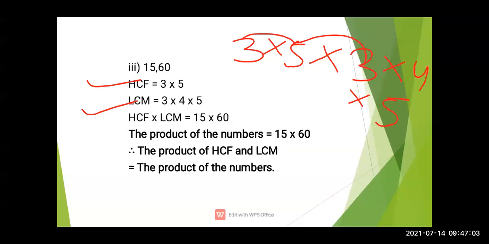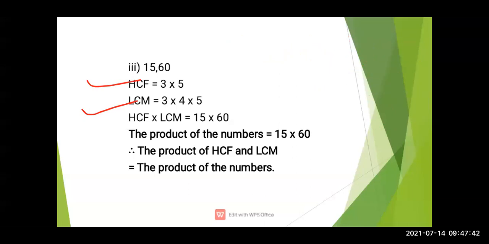Then 45 4s are... very nice. 45 4s is 180. Now 180 multiply by 5. Very good. That is equal to 900.